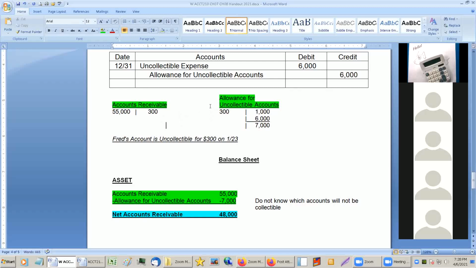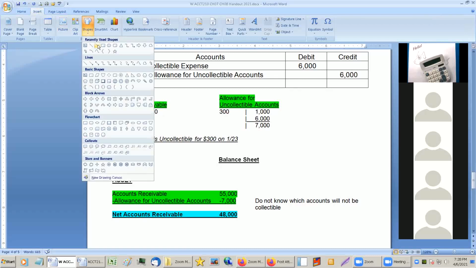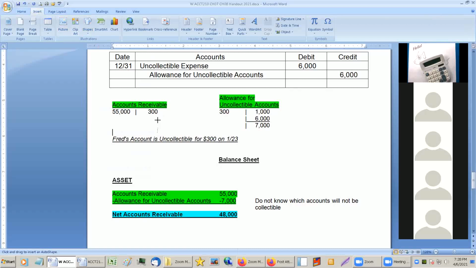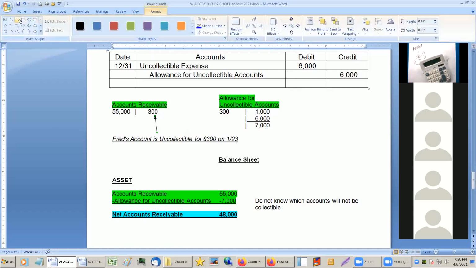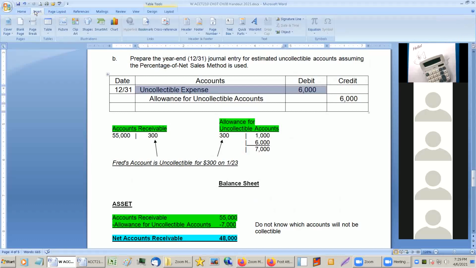You've already set up that this is an estimate of what's going to go bad, and now you just figure out who it is. Now, again, you don't have to put that in. I'm just rounding it out for you here. You take Fred's account off the books, and there's already an account set up to take Fred's account, and it's already been expensed. Fred's account is already expensed. We just didn't know who it was.